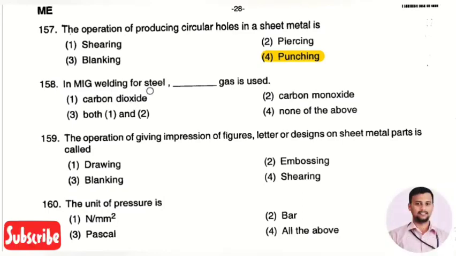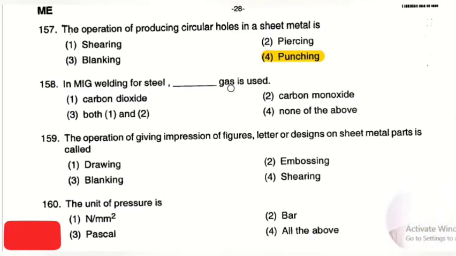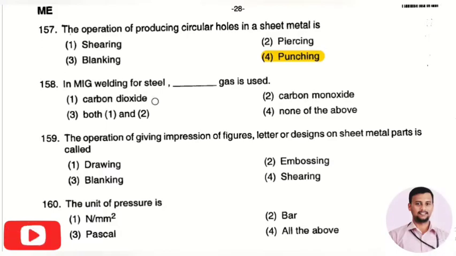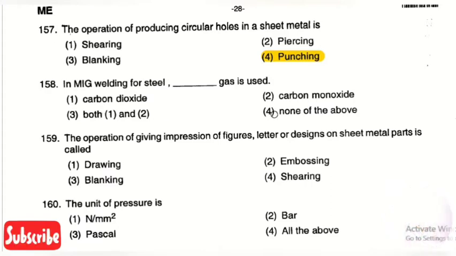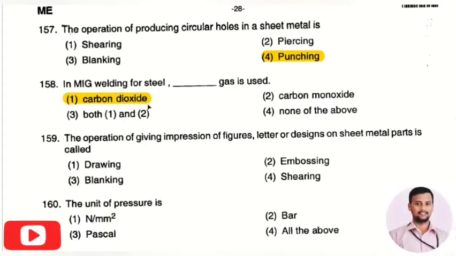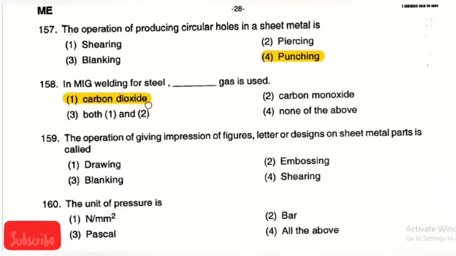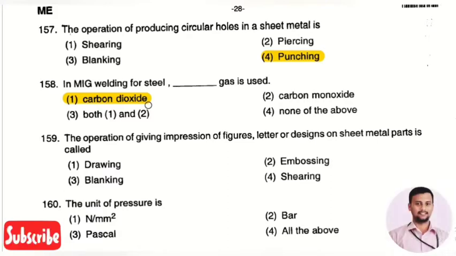In MIG welding for steel, dash gas is used. First one is carbon dioxide, second option carbon monoxide, third option both 1 and 2, and fourth option none of the above. And the right answer is carbon dioxide. So carbon dioxide gas is used in MIG welding for steels.